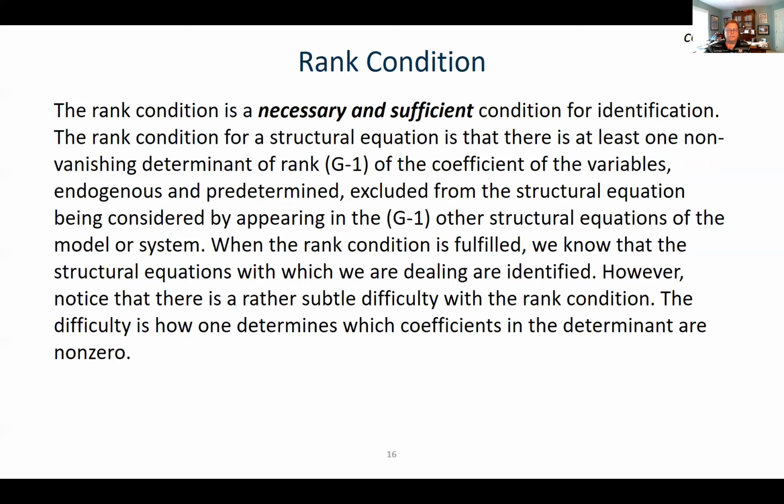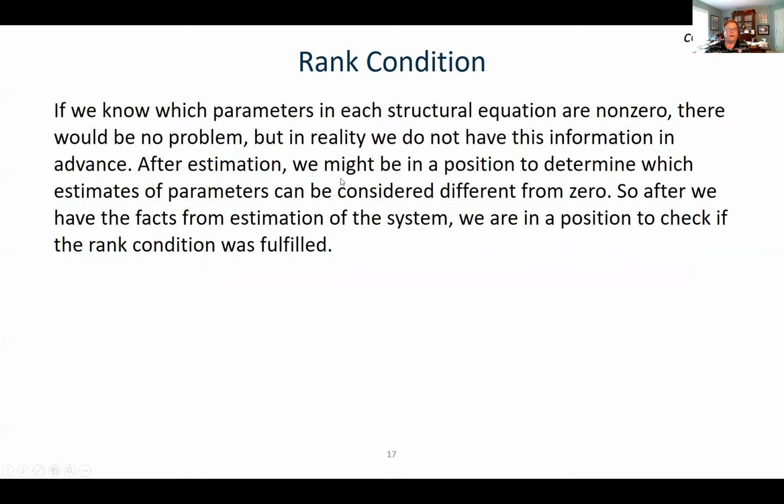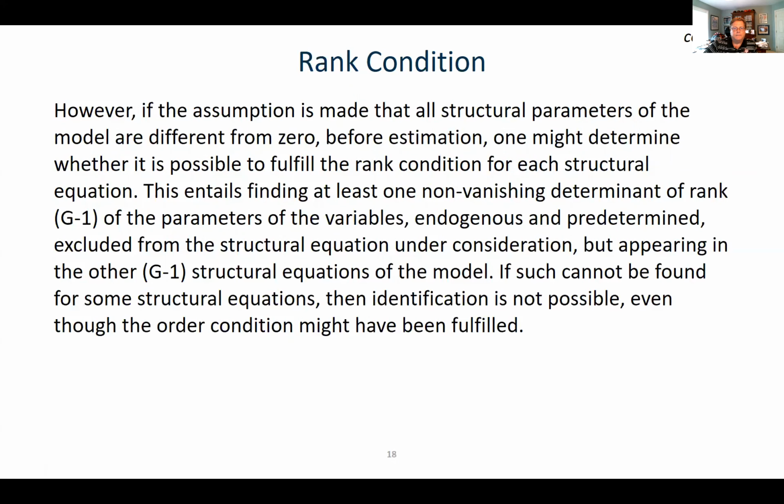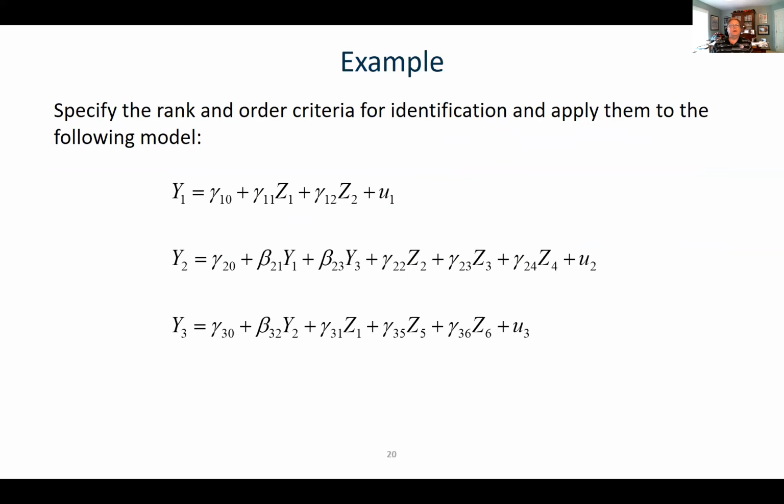The difficulty is the fact that we have to deal with non-vanishing determinants of various ranks. And if we know which parameters in each equation are non-zero, then we're in a position to justify the identification issue through the rank condition. The problem is we really don't have this information in advance until after we estimate the parameters in the system. So that's the rank condition here. And I think we probably should just go ahead with an example.